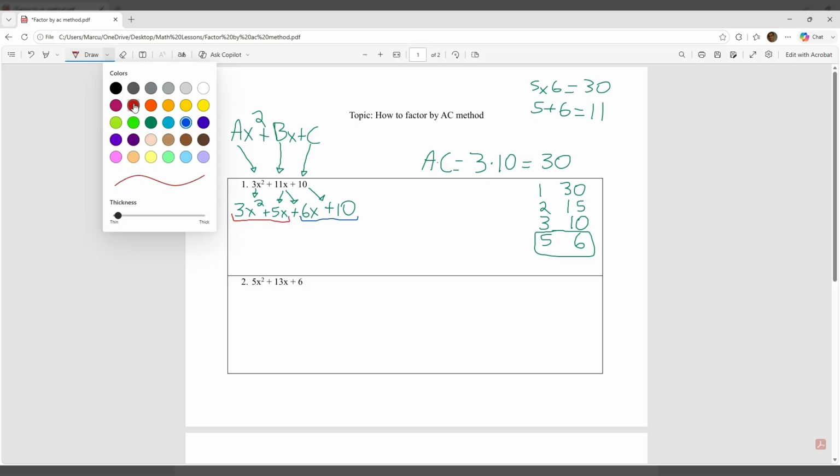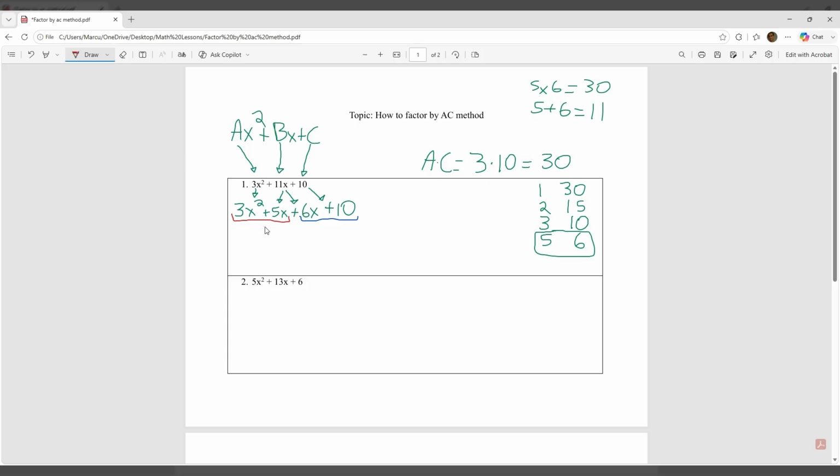Looking at the red team, the GCF is going to be x, or you could say 1x. So just write x. If you divide both terms by x, that's going to give you 3x plus 5. And then we're going to look at the blue team now, switching colors. 6x plus 10, the GCF, greatest common factor, is going to be 2. So we put a plus 2. You divide both terms of the blue team by 2, and that's going to give us 3x plus 5.